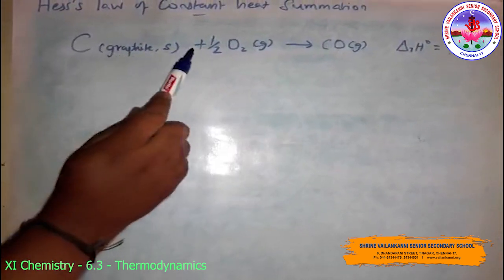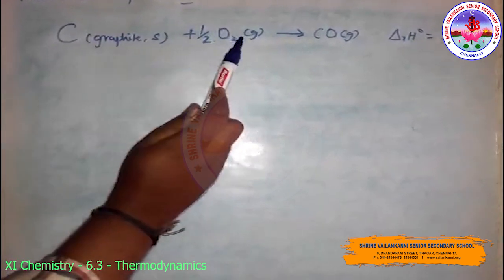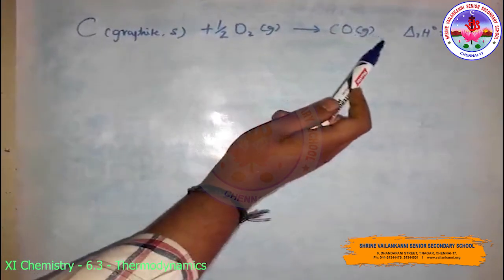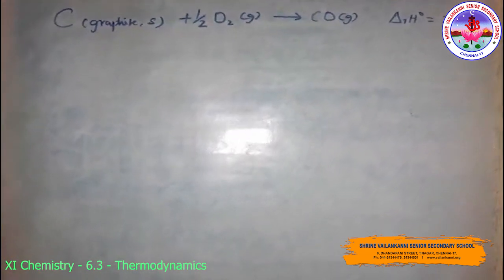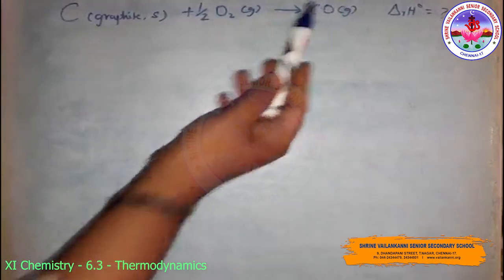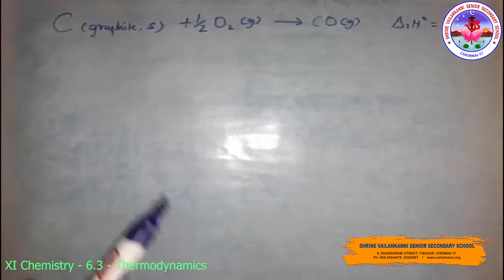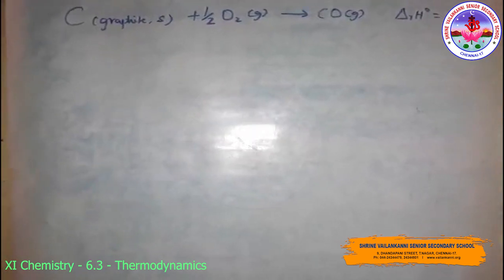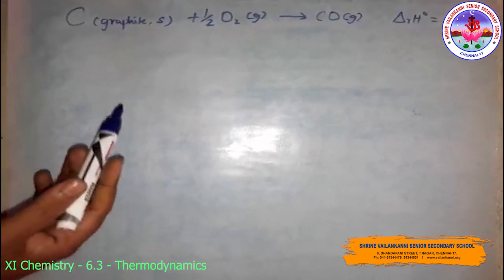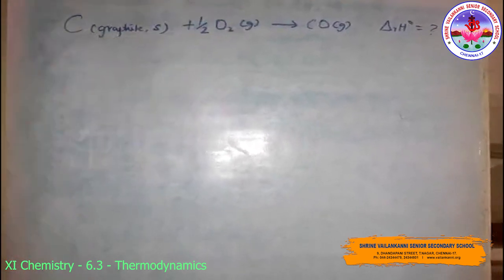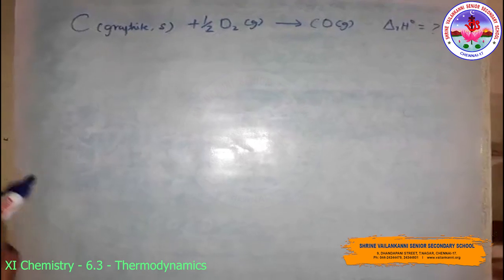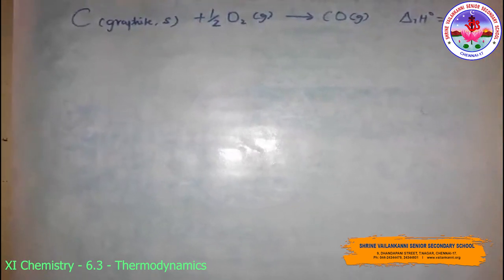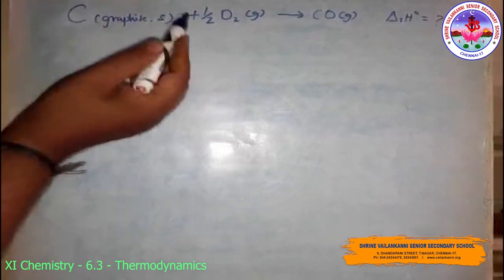Consider the enthalpy change for the reaction: carbon graphite solid and half a mole of oxygen gas gives carbon monoxide gas. What is the standard enthalpy of reaction? Although carbon monoxide is the major product, some CO2 gas is always produced in the reaction. Therefore we cannot measure the enthalpy change for this reaction directly. However, if we can find other reactions involving related species, it is possible to calculate the enthalpy change for this reaction.